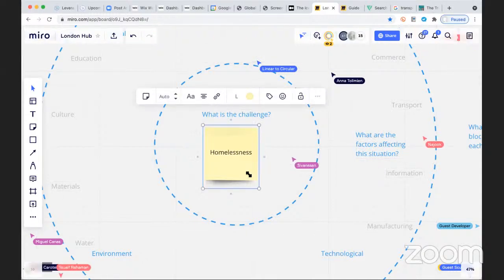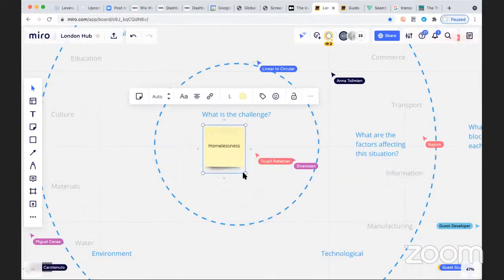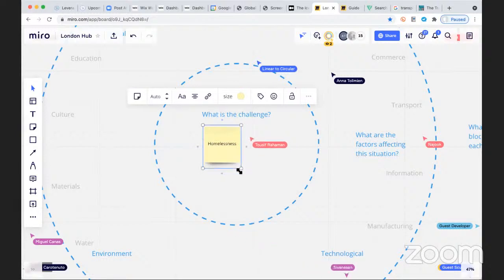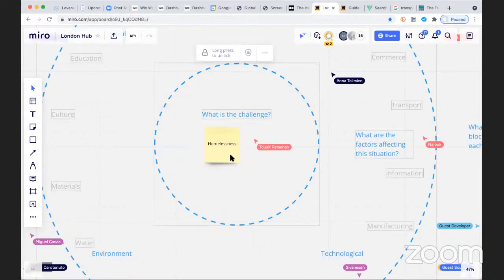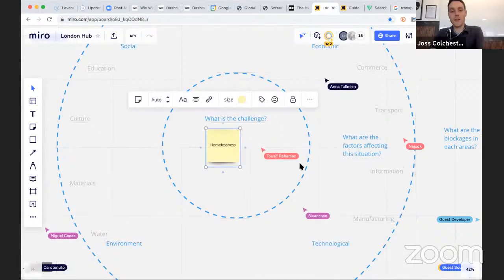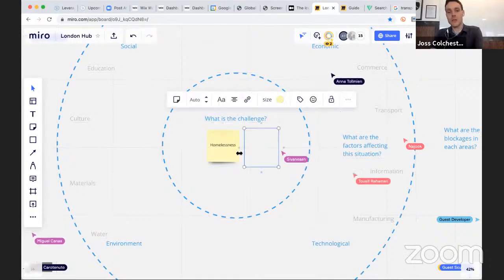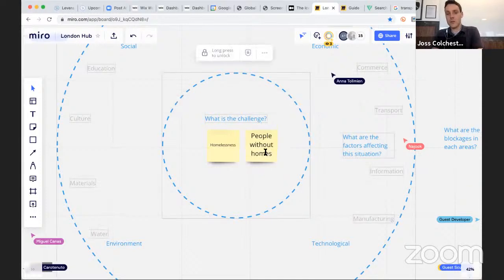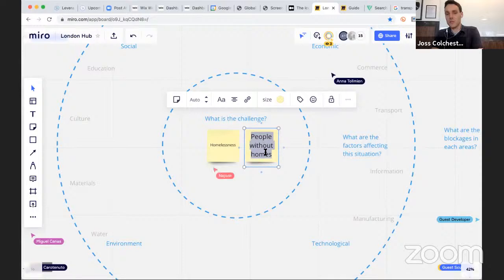Maybe I think maybe psychological problems, not only economical, no? Well, those are one of the factors. They aren't actually the issue, are they? I mean, the issue is something like people without homes, something like that, isn't it? Or people sleeping on the streets.